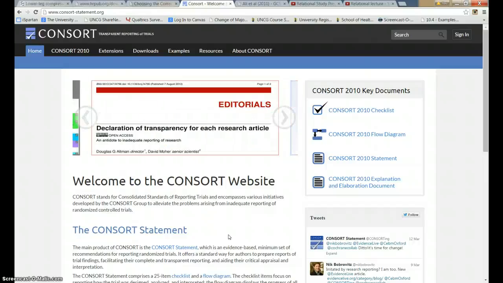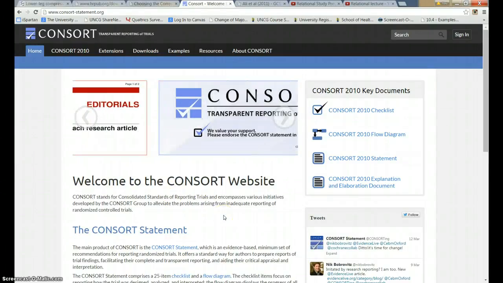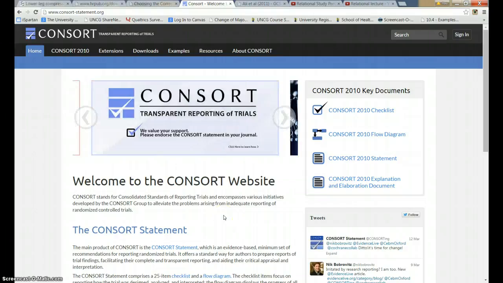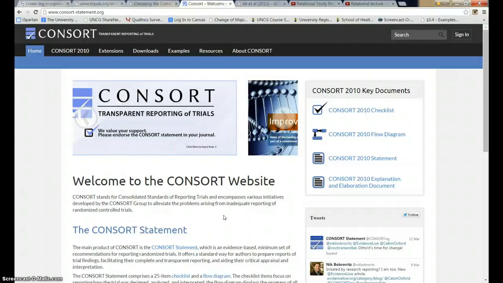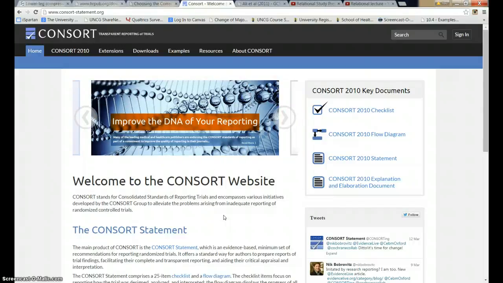But this is a really good website also. It's called Consort. And you can see right here, it stands for Consolidated Standards of Reporting Trials. This is a medical website more than anything, so you're going to see a lot of the articles that they use here have a medical basis. But the reason I like it is because it does talk a lot about what should go into a randomized trial. And the other thing I really like about this website is they basically are helping you understand how to apply it. And here's what I'm talking about.